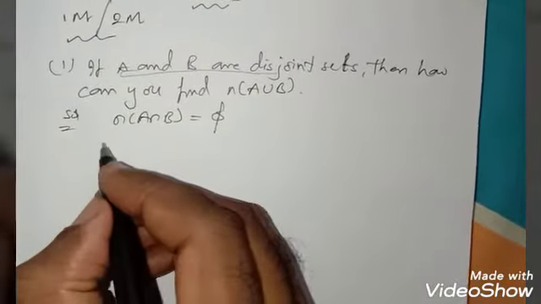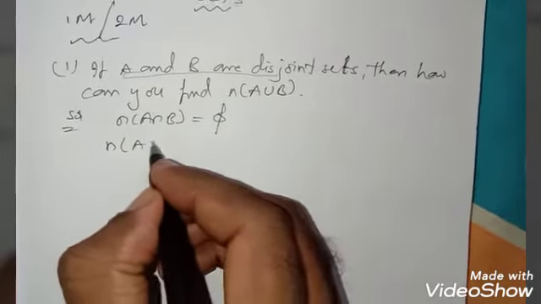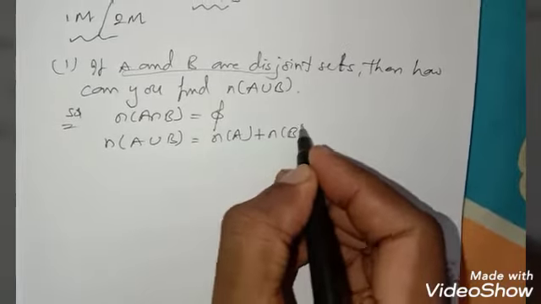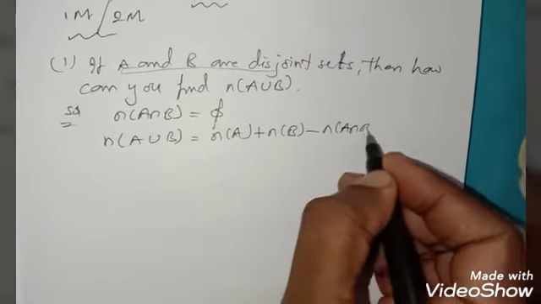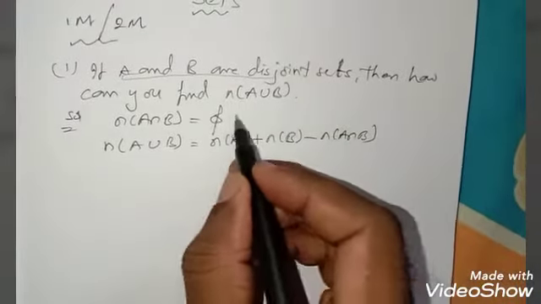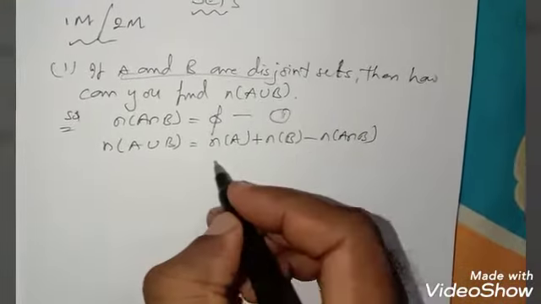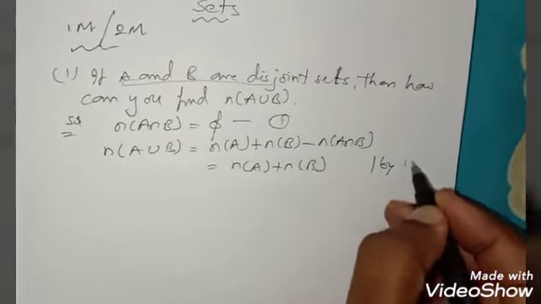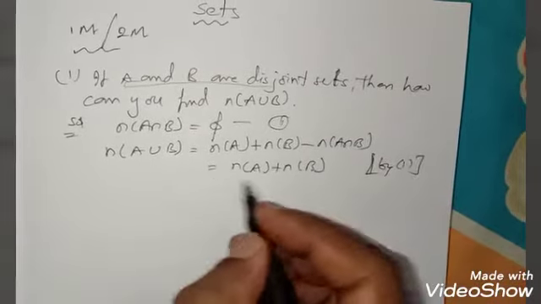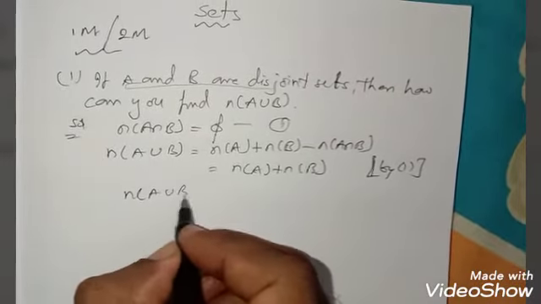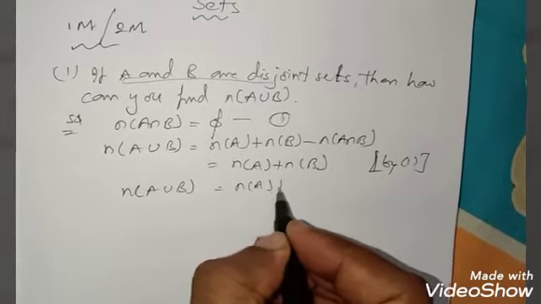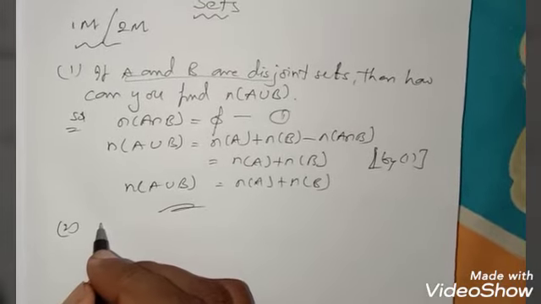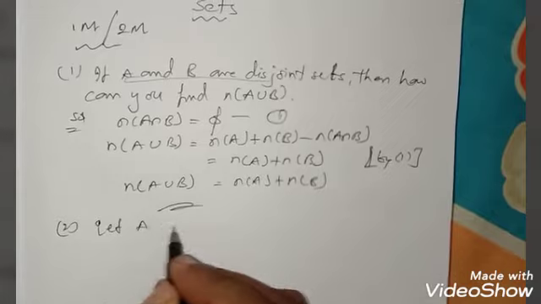After that, as per the fundamental theorem of sets, you have n of A union B is equal to n of A plus n of B minus n of A intersection B. As n of A intersection B is equal to phi, that is zero, we can write n of A plus n of B. So the final answer is n of A union B is equal to n of A plus n of B.